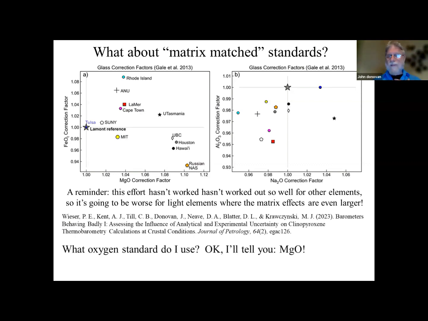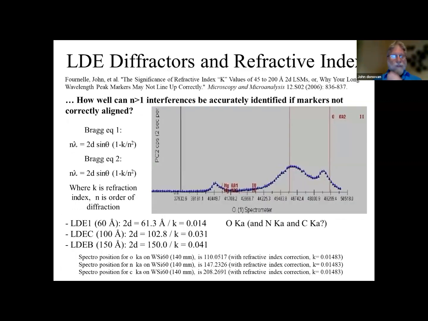So what oxygen standard do I use? I use magnesium oxide. Why? Well, it's something I will tell you about in a minute, but let's divert to Bragg diffraction. This is a slide from John Fournelle, and he basically is looking at the equation for Bragg. One of the things that is often overlooked is that we need to include this k. The k is the refractive index for the crystal material.